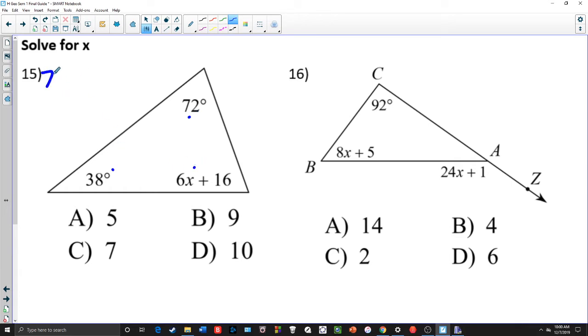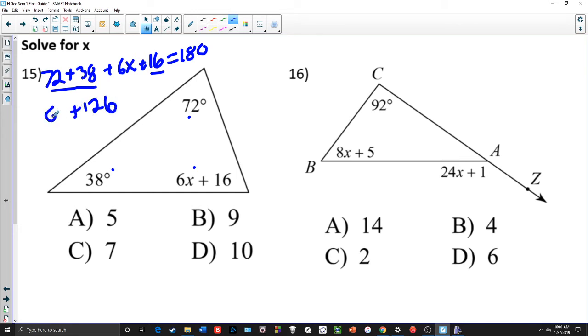So I'm going to have 72 plus 38 plus 6x plus 16 equal to 180. Once again, I'm going to try to simplify my terms. I'm going to add together 78, 38, and 16, and that will get me 126.